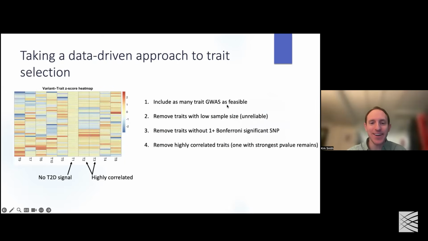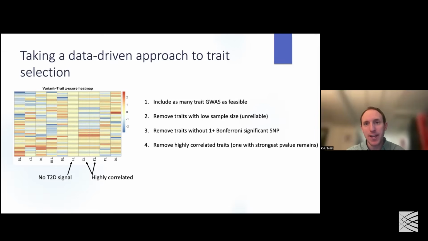So now getting into that trait selection question, our group's approach has been to take a data-driven approach for deciding on what traits to include. This is probably the most common question that we get for running BNMF: how do we go about deciding on what traits to include in this variant trait matrix? There is no correct answer for this.